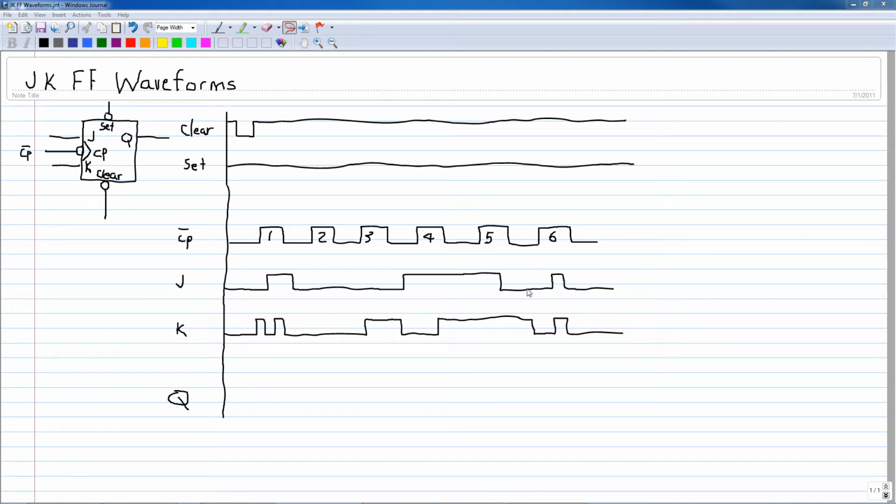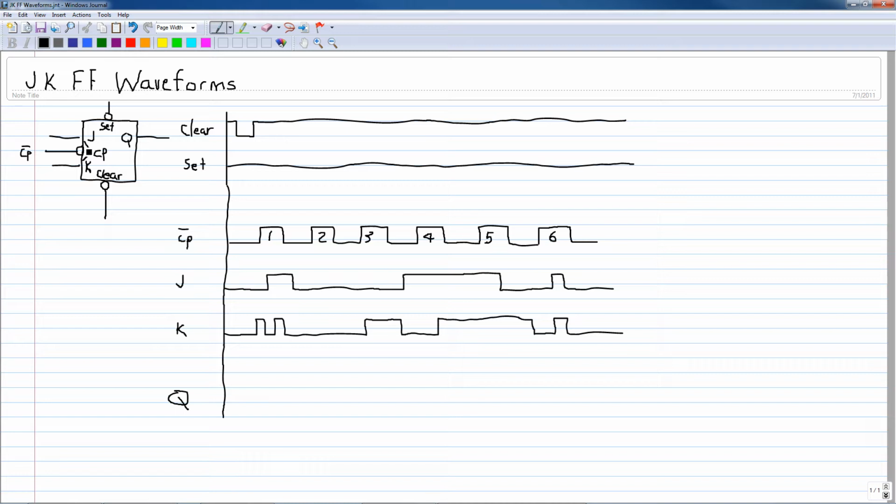Welcome everyone to the video on the JK flip-flop waveforms. In this video we will see that we have a JK flip-flop. It's a negative triggered, or NGT, negative edge triggered flip-flop. So that means that the flip-flop Q's output is going to change on the negative going transition of the clock based on what the J and the K inputs are.